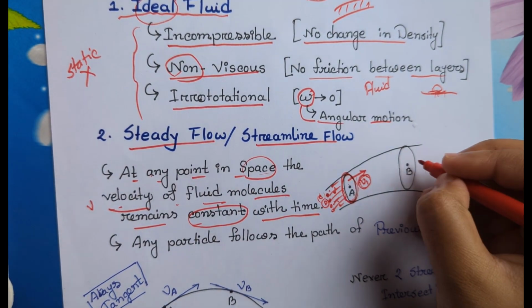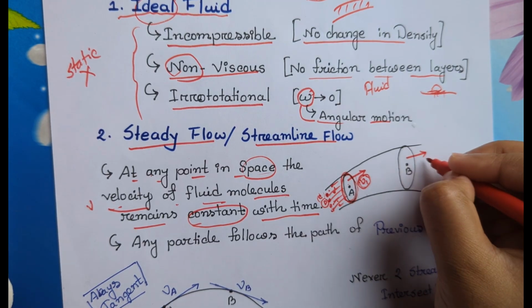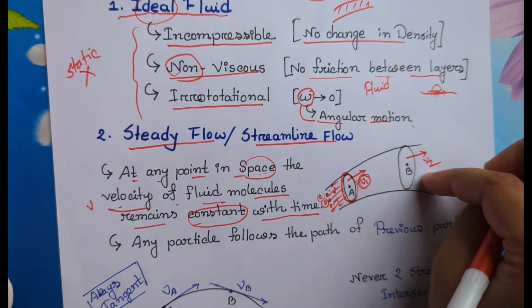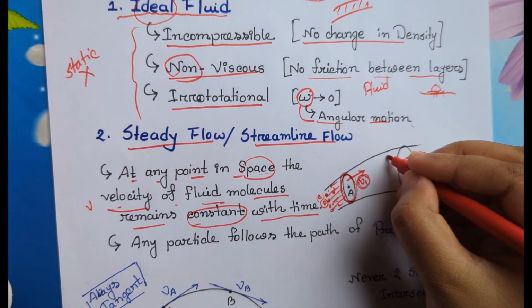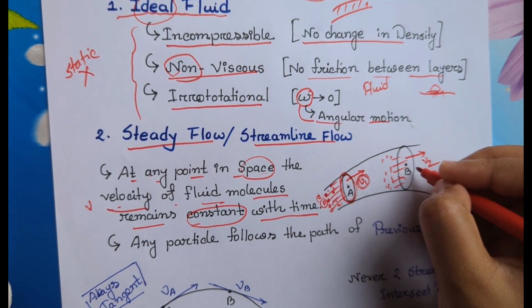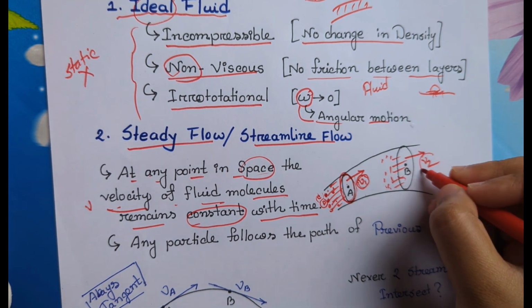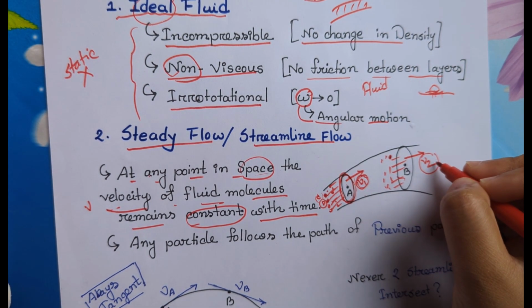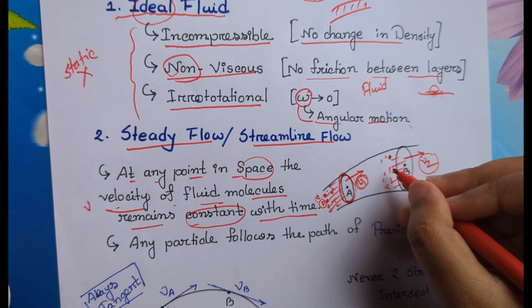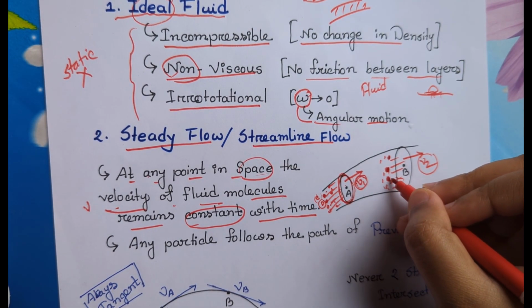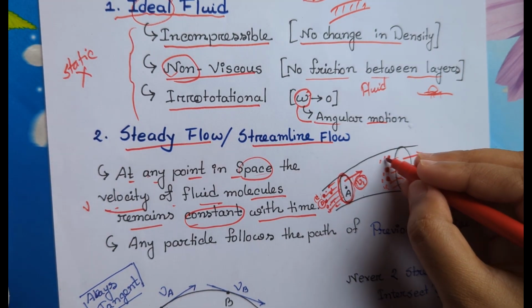Then suppose B is another area. Here the velocity of the particles will be v2, as the area has changed, so the velocity will also change. Suppose these same molecules come here and pass through this area one by one, then they will also have the same velocity v2. The second molecule also has the same velocity, and the third molecule will have the same velocity when they pass through the same area.